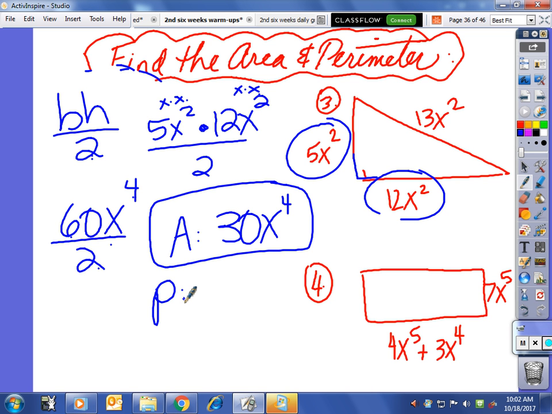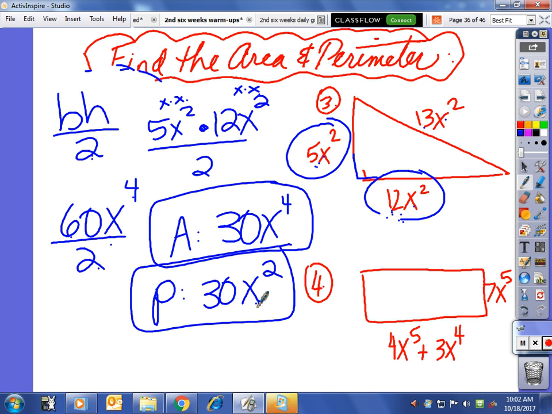Perimeter, I add up all the sides. There is no special formula for perimeter of this triangle because they're all different sides. Are they like terms? Yeah, they're all x squareds. So we're going to have a big group of x squareds. How many x squareds will we have? Well, whatever 5 plus 12 plus 13 is. 5 plus 12 is 17. 17 plus 13 is 30. It just happened to be the same number we got for area, but 30 what? 30x squareds. Exactly. On perimeter, whatever exponents are in your problem, you should have that exact exponent in your answer.